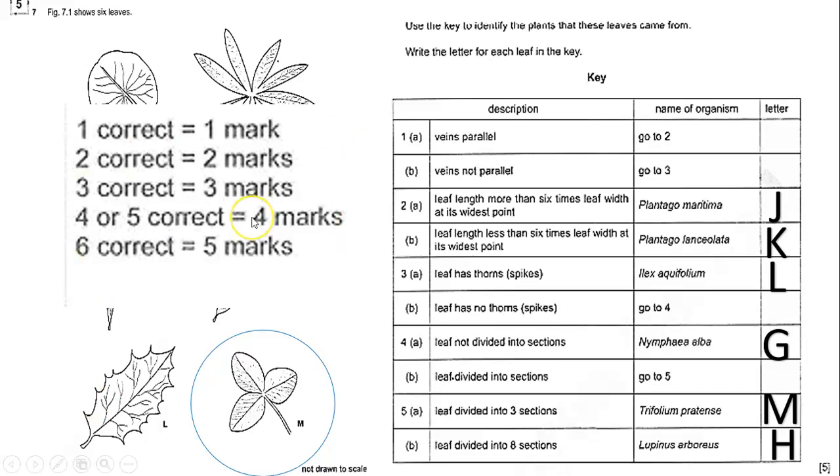This is the mark scheme to show us that sometimes one mistake may cause that we lose more than 1 mark.